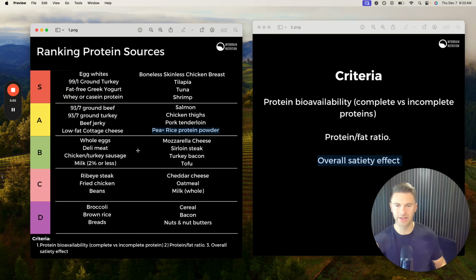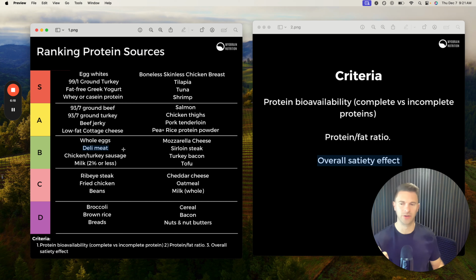Okay. Now, moving to B tier here. This is now where they start to have a little bit more fat, significantly more fat, I would say, than this S and A tier. Whole eggs, obviously great protein there, but there's 5 grams of fat per egg, right? So that can add up pretty quickly. If you're having 3 or 4 whole eggs, it adds up quickly.